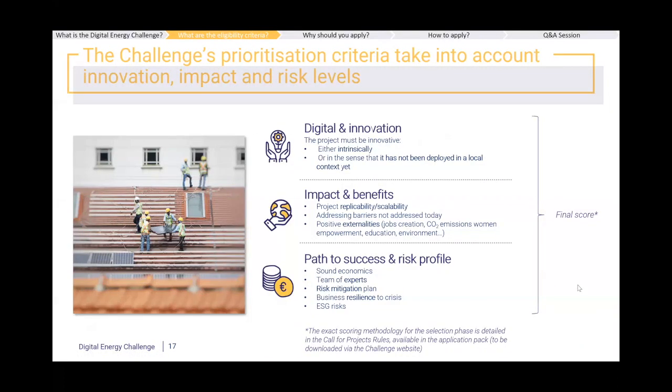Yeah, so when the challenge team will assess the different applications, we will look at three main criteria. The first one is around digital and innovation. As Khalil was saying before, it's a very important part that your project must be innovative. It can be innovative either intrinsically, it means that you're already offering something new that doesn't exist, or in a sense it can also be innovative in a sense that it has not been deployed in a local geography. So it's called a geographical innovation because you bring something that was not there before.